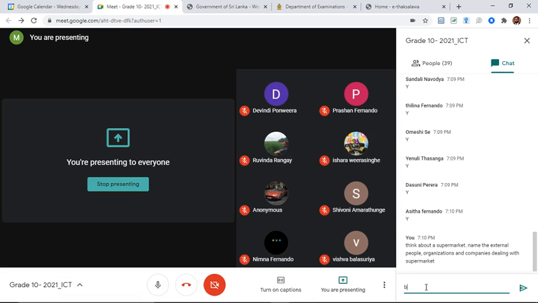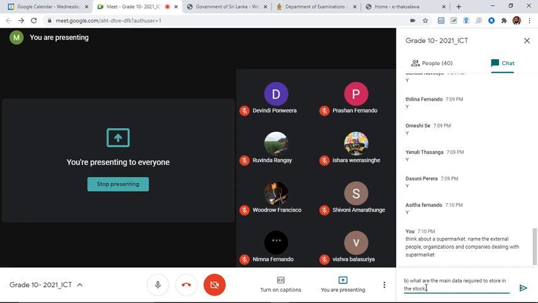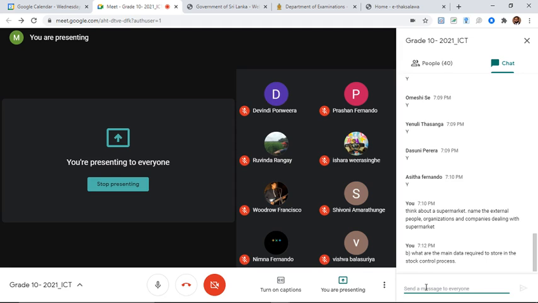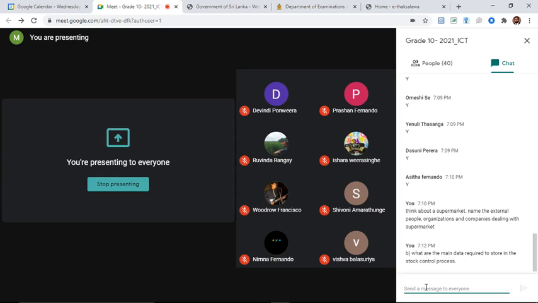Part B. What are the main data required to store in the stock control process?